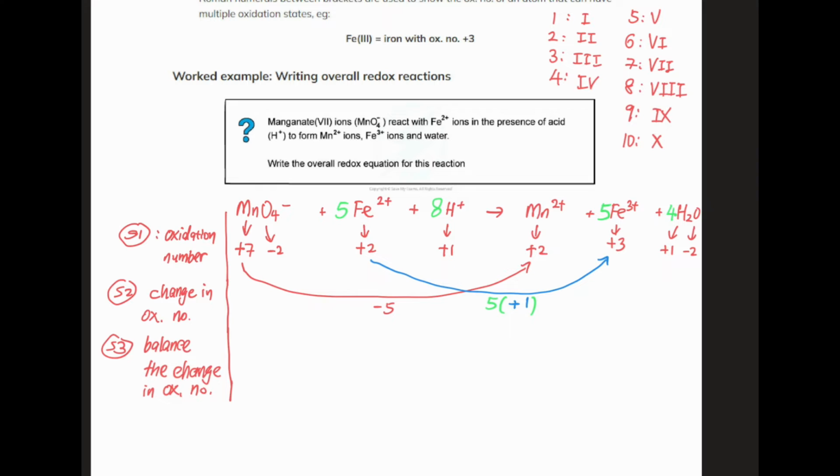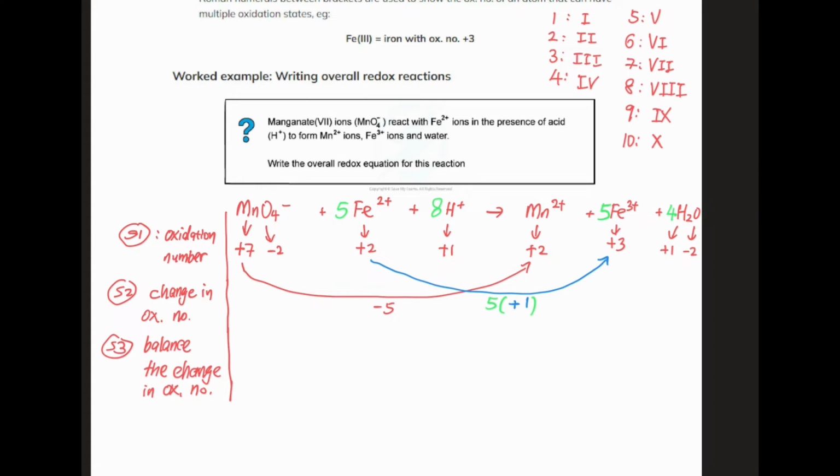Okay, now to check whether it is balanced or not, we need to do one more thing. So far at this stage, we managed to balance the atoms, meaning that 1 manganese, 4 oxygen, 4 oxygen, 4 O. Okay, so 5 iron, 8 H, and then 8 H. We managed to balance the atom only. We need to double check by looking at the overall charge on both sides.